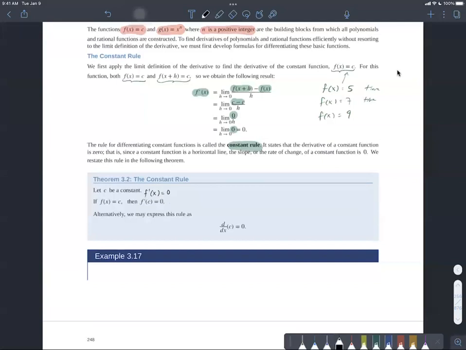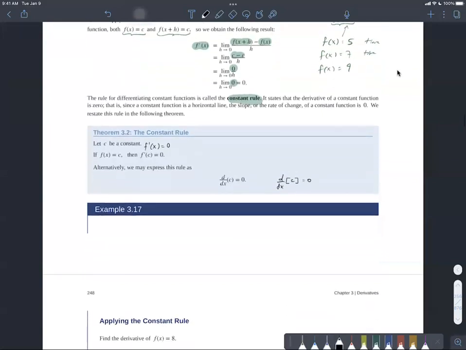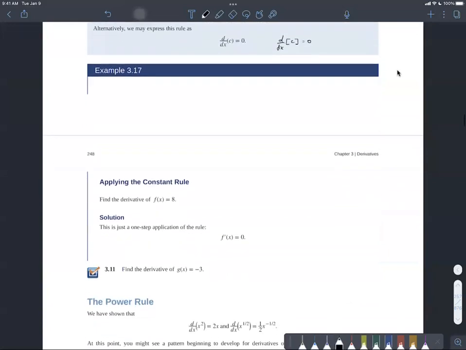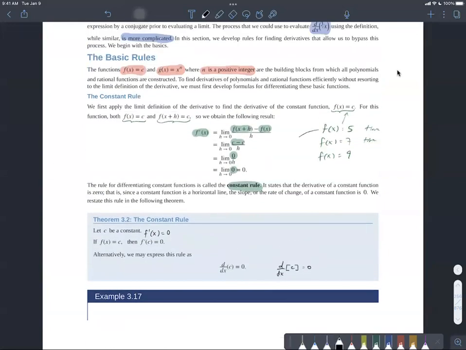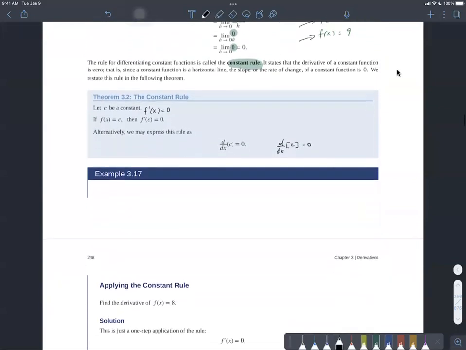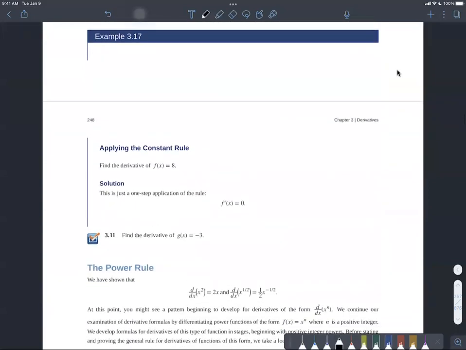Alternatively, we may express this rule as the derivative with respect to x of the constant function c is equal to 0. Okay, very good. So apply the constant rule. Earlier we said we could use the limit definition here, limit definition there, limit definition here. But we've just found in general that for any constant function like f of x equals 8, the derivative f prime of x is equal to 0. And that's it. It takes 1 second to write that down.